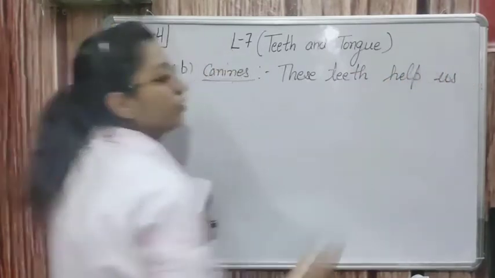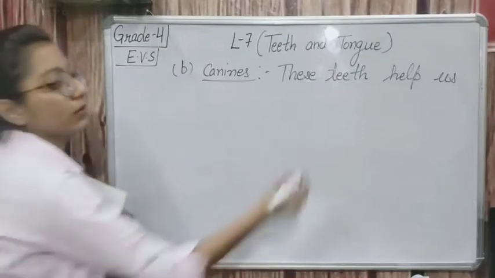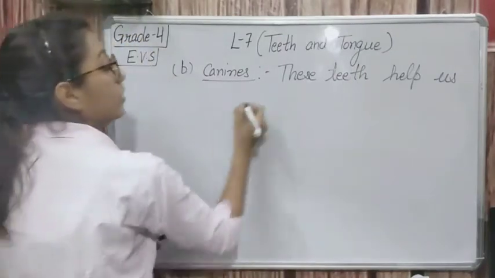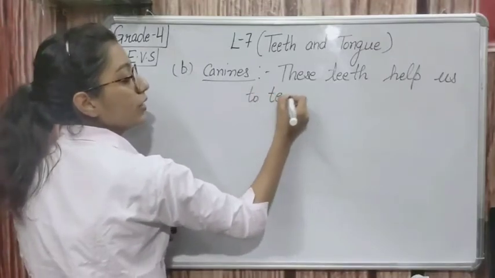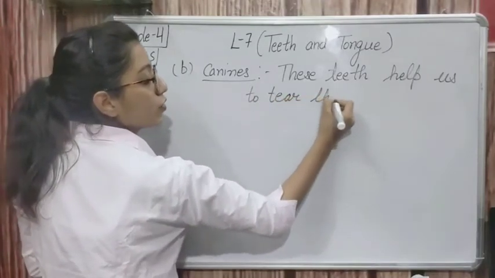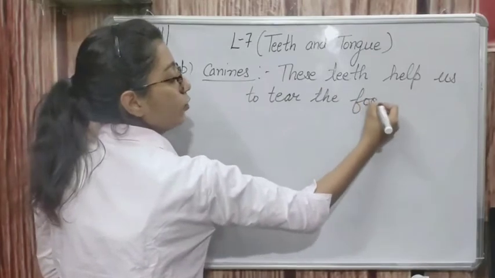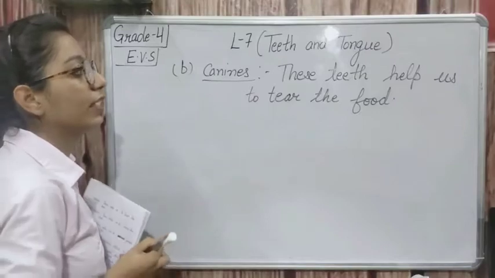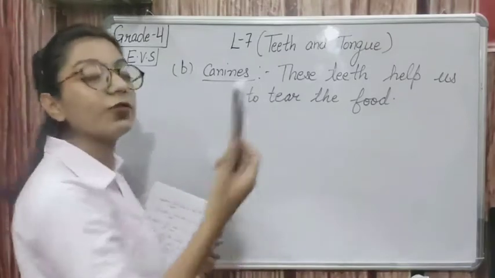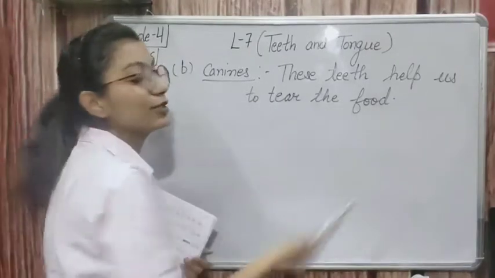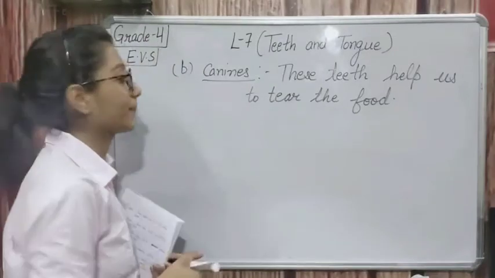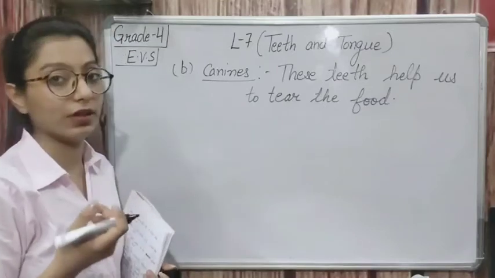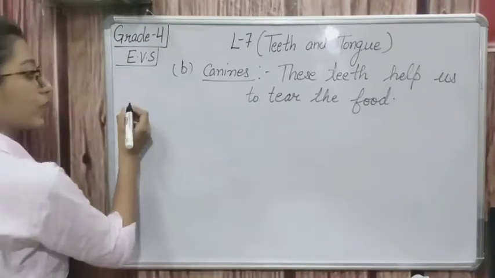help us. These teeth help us to tear the food. To tear the food. Yes, again, what are canines? What are the functions of canines? These teeth help us to tear the food. So these are also known as tearing teeth. In Hindi, they are also called tearing teeth.